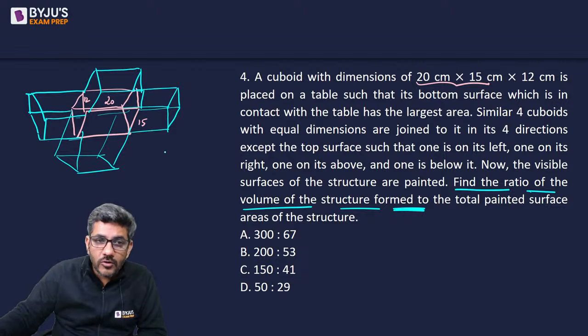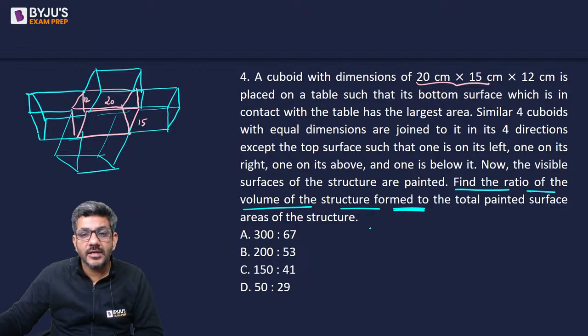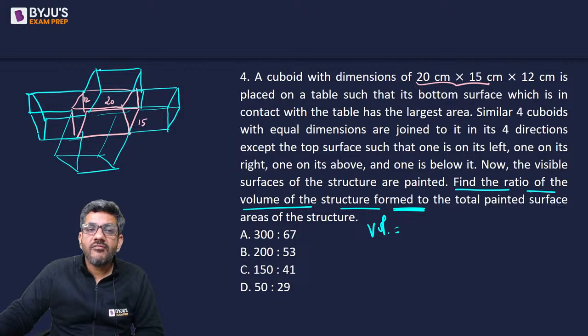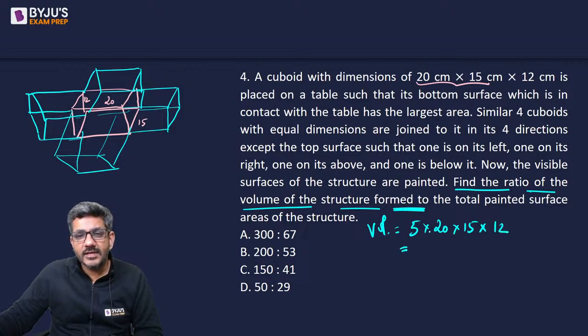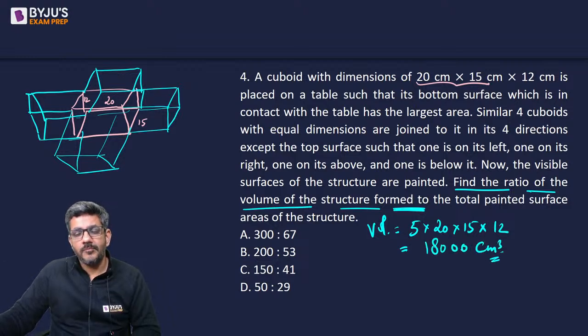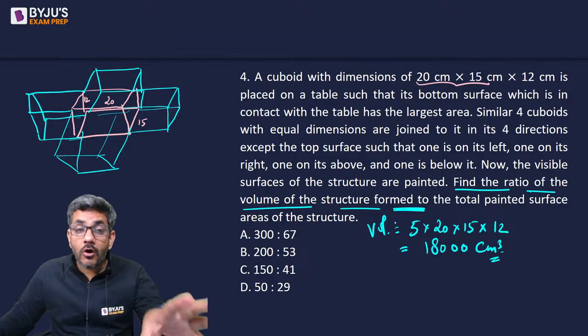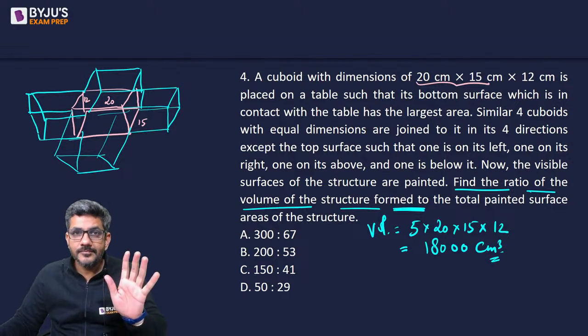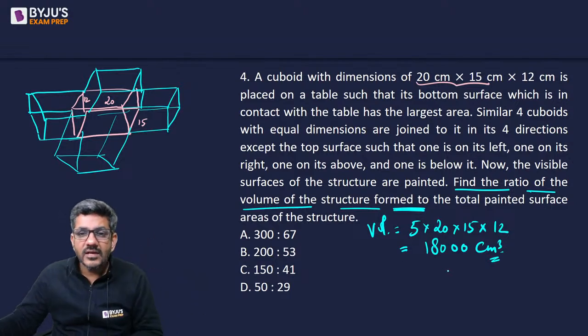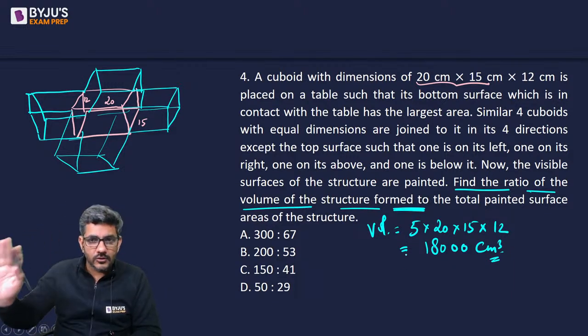Right. Volume of structure formed. Now whatever structure was formed, how much will its volume be? There are 5 boxes and each box has a volume of 20 into 15 into 12. So the total volume is equal to 180 into 100, it is 18,000 centimeter cube. The total volume of all 5 cuboids is 18,000 centimeter cube. So I have the total volume of all the cuboids.